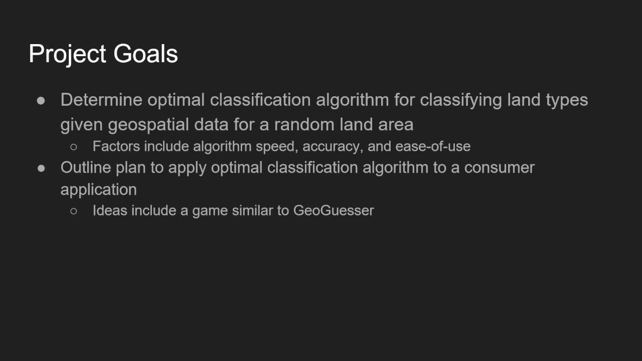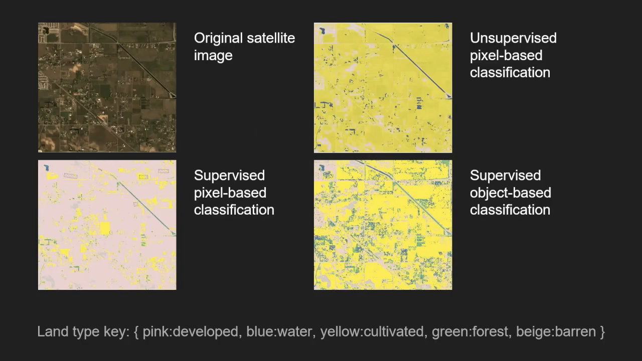by taking into account certain factors, including the algorithm's run speed, the accuracy of the algorithm, and the ease of use of the algorithm. Now, this is the kind of data that we've been getting. You can see the original satellite image. Now, that is not our feature space. Our feature space is actually a raster image corresponding to that original satellite image. The raster was generated using LiDAR data from one of the government agencies that generated this image set.